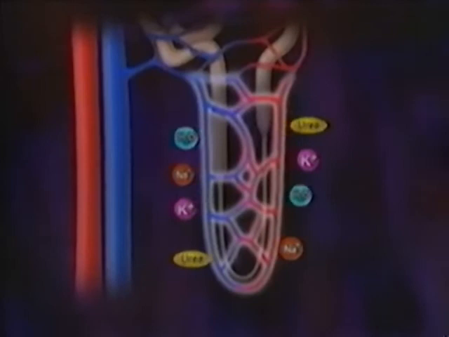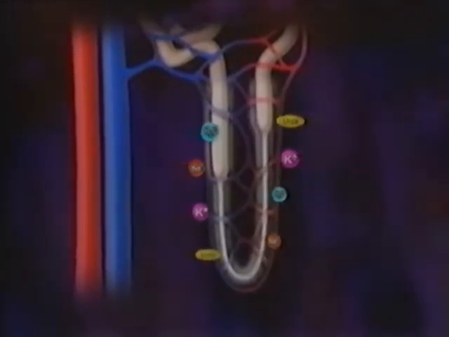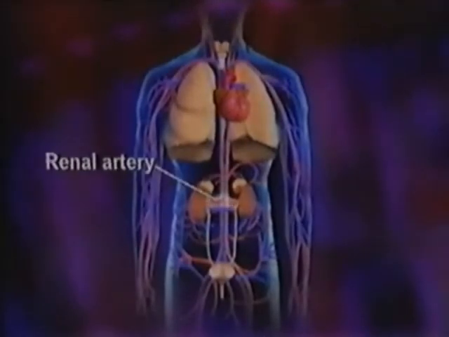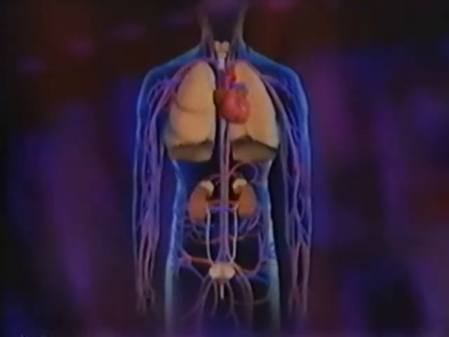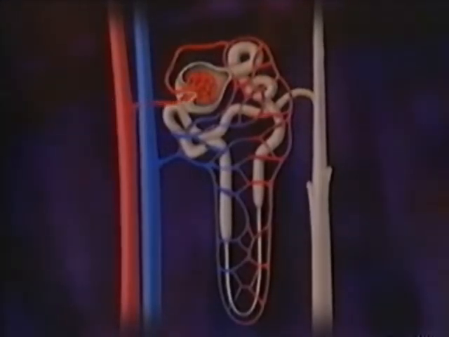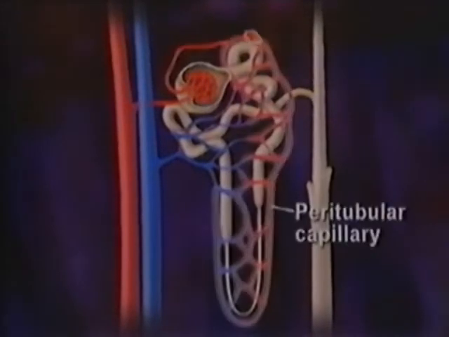From the blood, nephrons filter water, electrolytes such as potassium and sodium, and toxins such as urea. Then they excrete these substances as urine. Here's how the process works. Through the renal arteries and their branches, the kidneys receive about 1.25 liters of blood from the heart every minute. From the renal arteries, the afferent arterioles carry unfiltered blood to the glomerular capillaries, where it's filtered. Then it moves through the efferent arterioles into the peritubular capillaries.